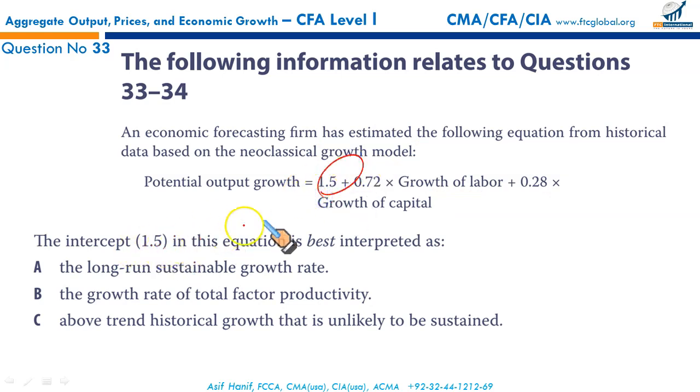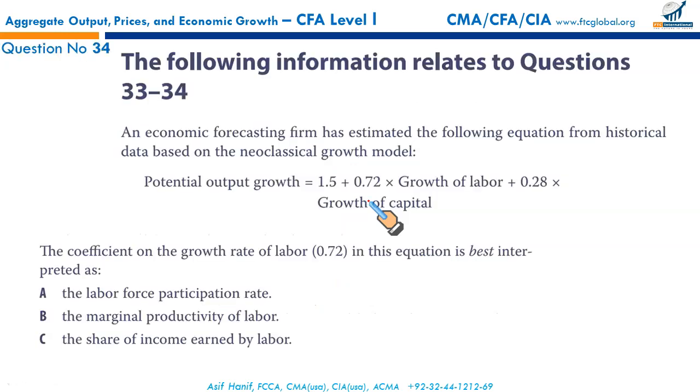The intercept 1.5 in this equation is best interpreted as the long-run sustainable growth rate. No. It is the growth rate of total factor productivity. This is as per the standard Solow growth accounting equation. This is the growth rate of total factor productivity. That makes B the correct option.